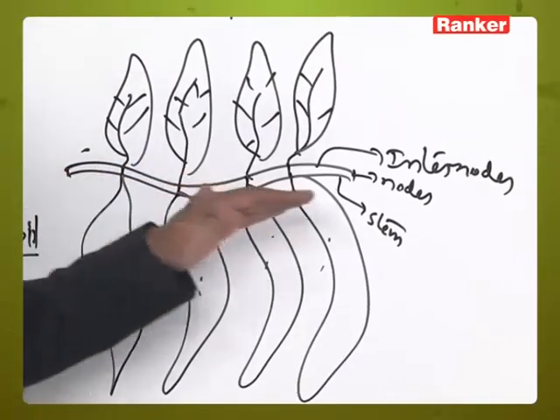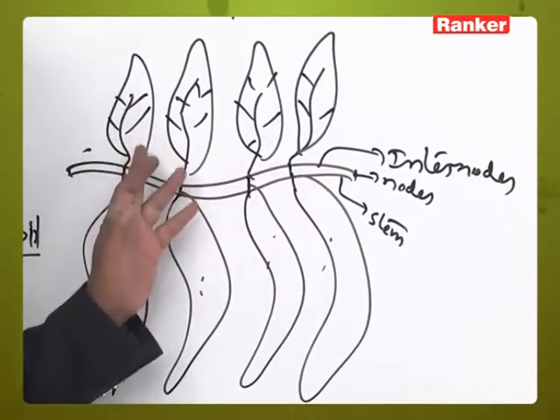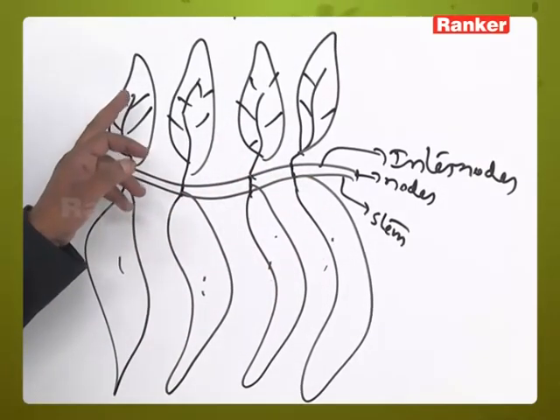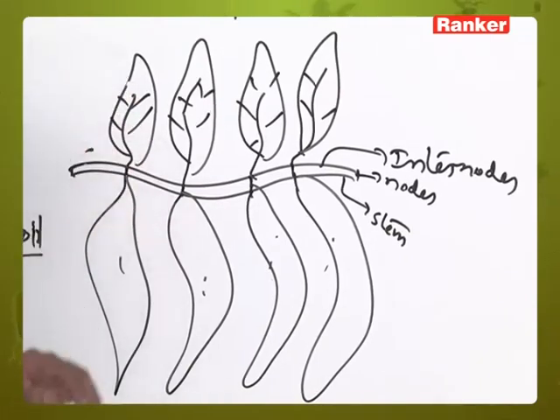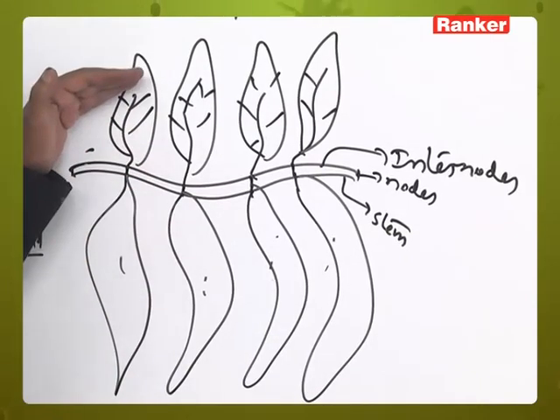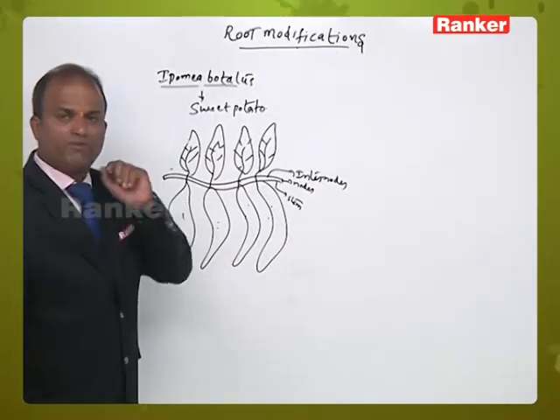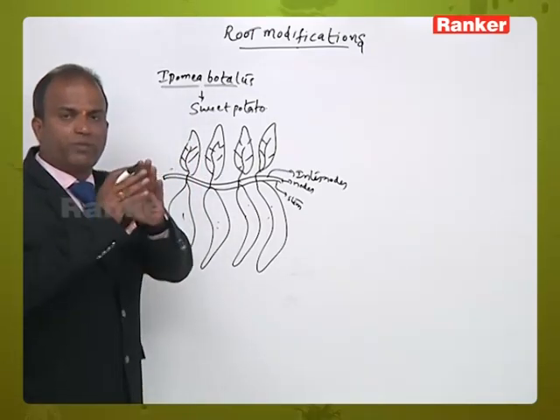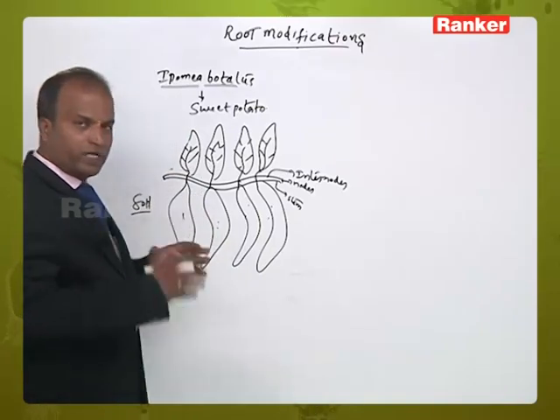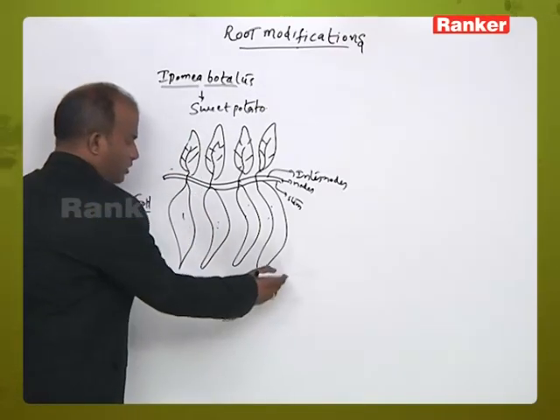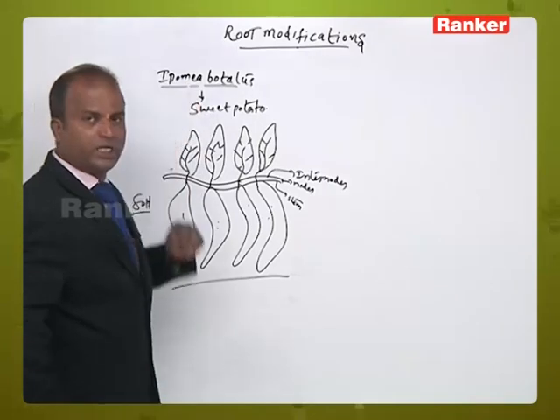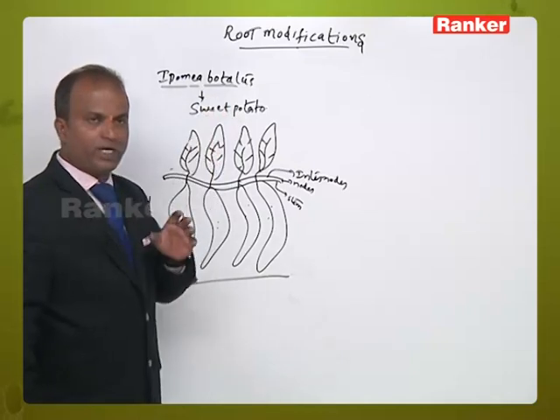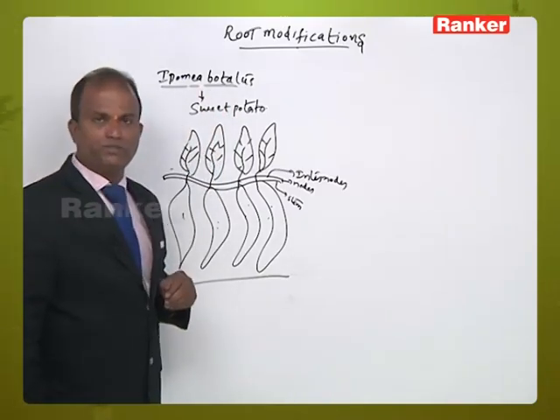In this, the stem itself crawls over the ground, and it is differentiated into nodes and internodes. From the upper part of the node, what happens? Leaves arise. From the basal part of the node, opposite to the leaves, a single adventitious root develops. Due to the storage of food material, it becomes tuberous. So that's why tuberous adventitious roots can be seen in Ipomoea batatas. What happens in Ipomoea batatas?